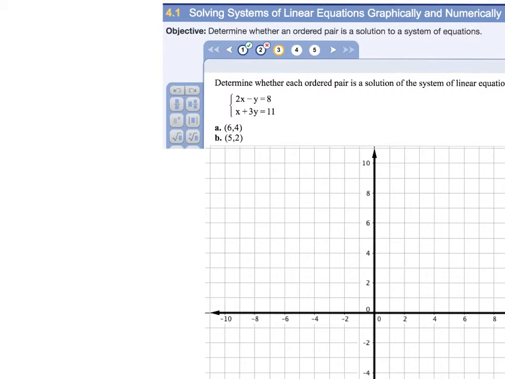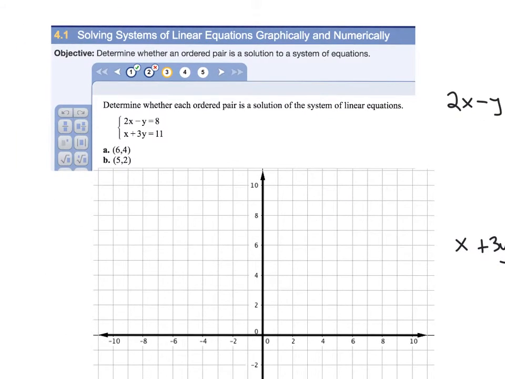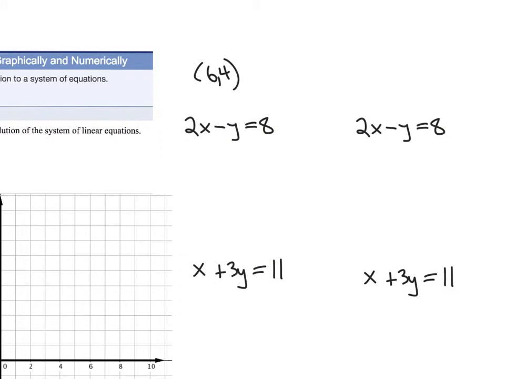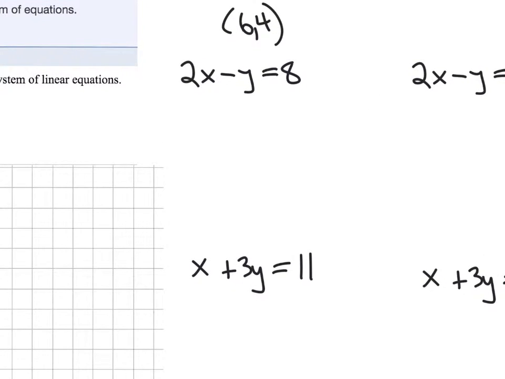So that basically means, does that point, and in this case, let's do 6, 4. All right, so we're going to move 6, 4 over there, and we want to know, does 6, 4 work for this line and this line?